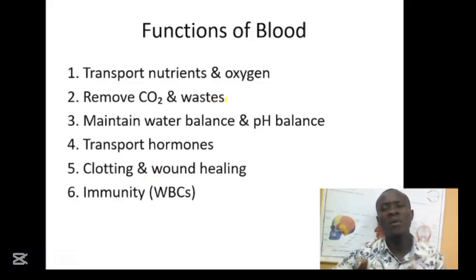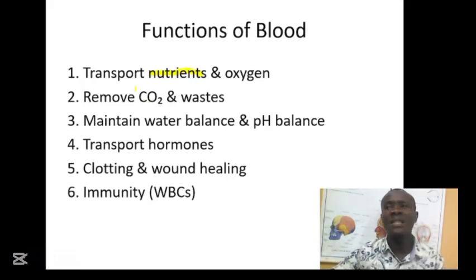Now let's talk about the function of the blood, which is just the same as the function of the circulatory system. So the blood transports oxygen and nutrients. The food we take in, the nutrients that are absorbed from that food, are transported in the blood. And even the oxygen that we take in is transported in the blood. And it helps in the removal of waste, like CO2, urea, and creatine.